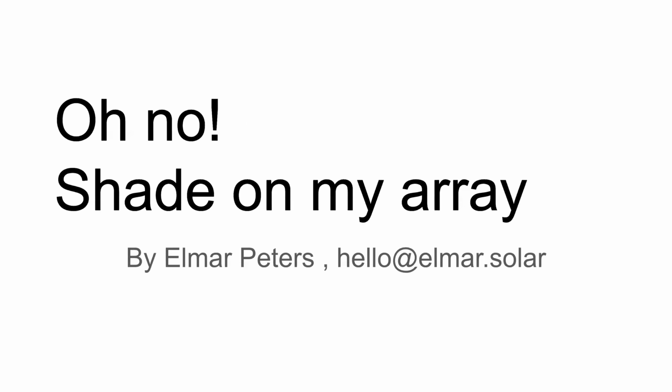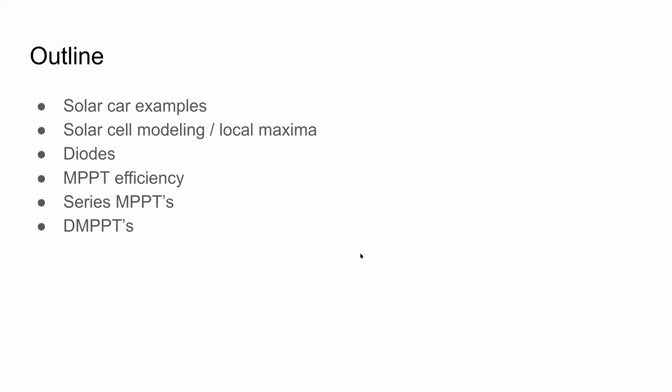So as everyone knows, the outline for today: I'll show some examples of solar cars and how shade and curvature of the array impacts how the array gets energy in. I'll show some simple modeling of solar cells to see what shade and curvature of the array means electrically. And then I'll talk about some solutions or tricks to reduce the negative impact of mismatches and shade on your array.